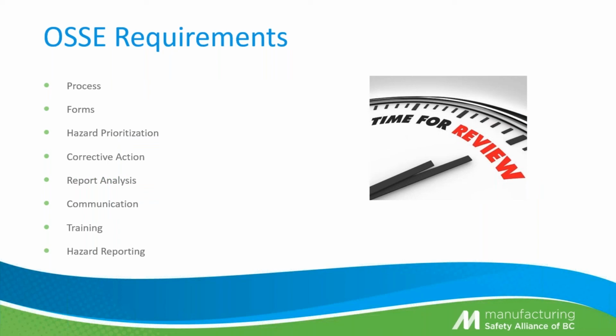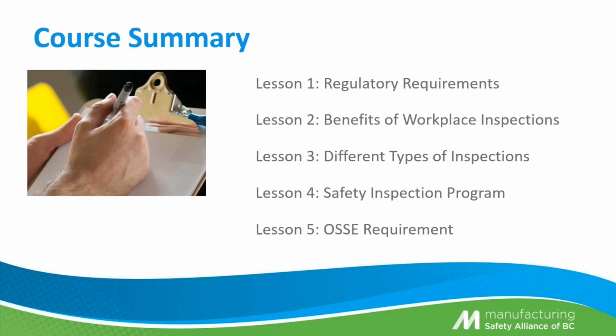So that was our review of the OC requirements. We talked about the process, the forms, the hazard prioritization, corrective action, report analysis, communication, training, and hazard reporting. Again, if we're developing our element, this is the breakdown for workplace inspections that we would want. Each one of these bullet points here would be a subtitle under that element.